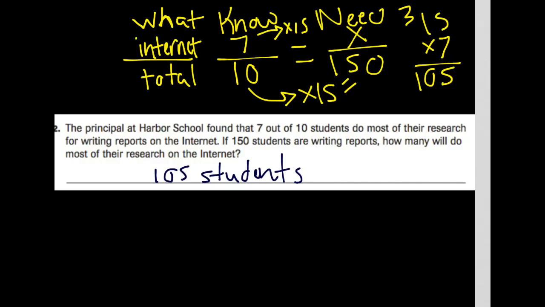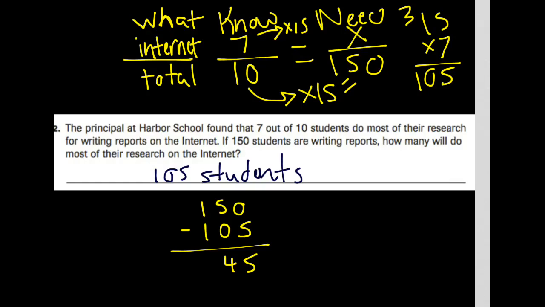If the question had asked how many will not use the internet, I could then take 105 and take 150 and subtract it to figure out the amount of students that would not use it, which would be 45 students. So the question is important.